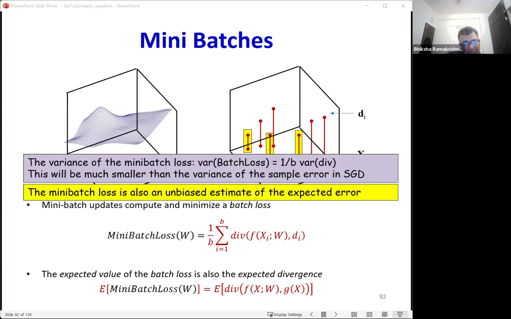Now, if you look at this, if I were to plot this, the variance of the loss, and this is my mini batch size B, and this is N.